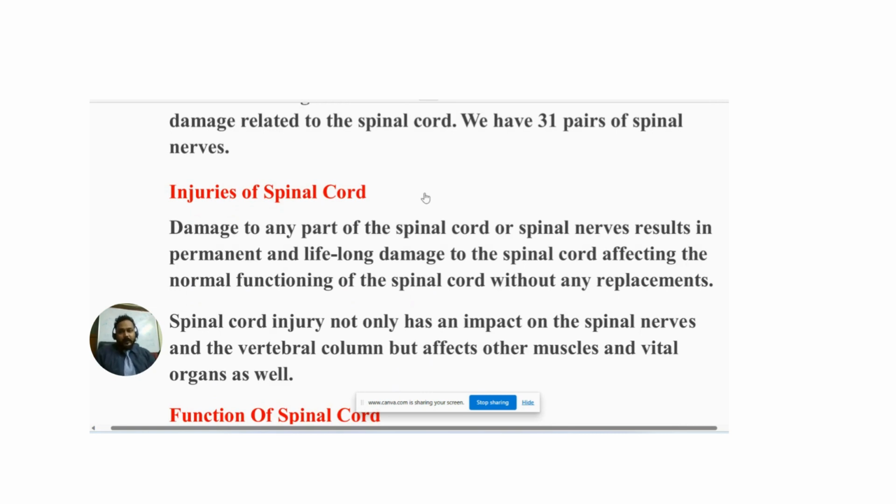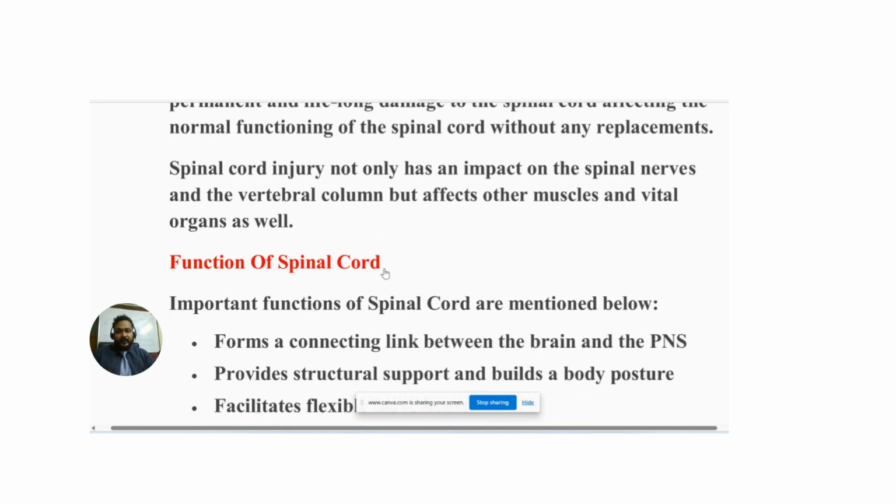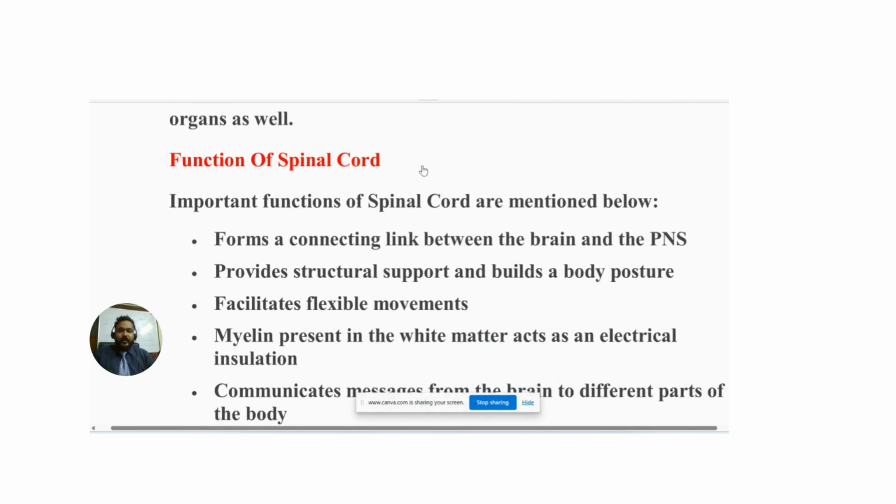Injuries of the spinal cord. Damage to any part of the spinal cord or spinal nerve results in permanent or lifelong damage to the spinal cord, affecting its normal functioning without any replacement. Spinal cord injury not only has an impact on the spinal nerves and vertebral column but affects the other muscles and vital organs as well.